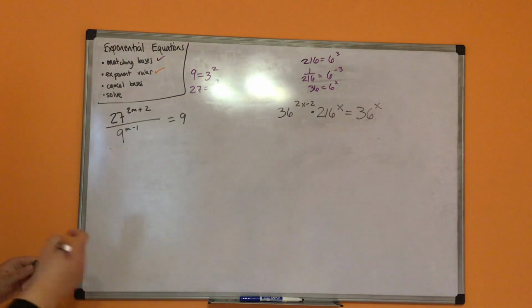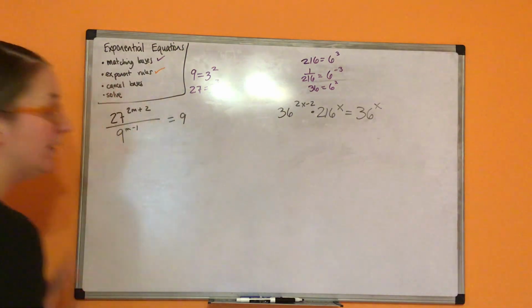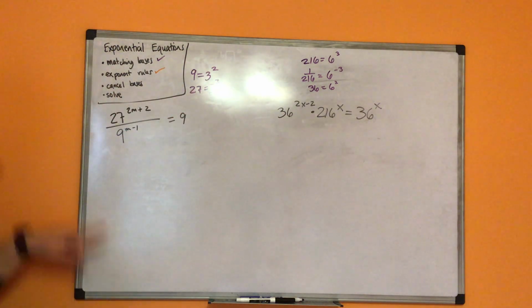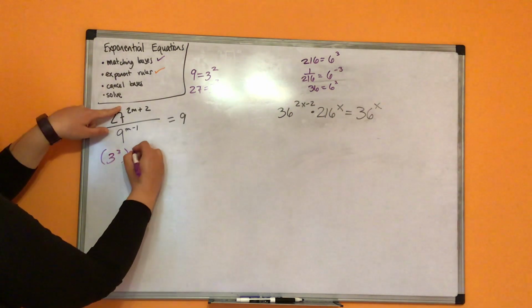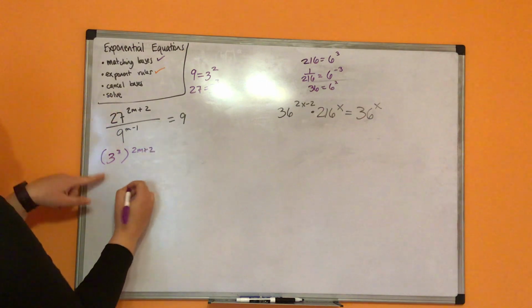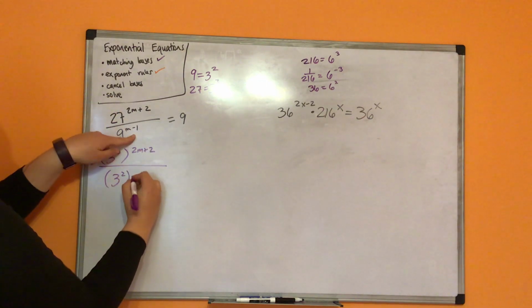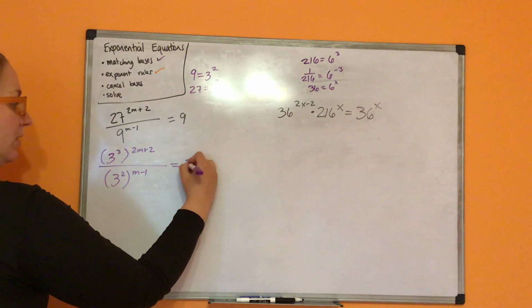So 2 more and then we'll call it a day for this video. It just so happens that we have the same bases as last time, so I can use the same replacements I did last time. 27 is the same as 3 to the third. 2m plus 2 stays the same on the outside. 9 is the same as 3 squared. Leave that m minus 1. And then 9 is still 3 squared over here.